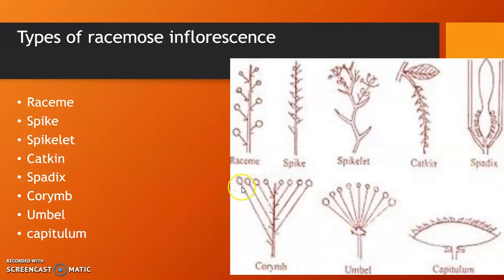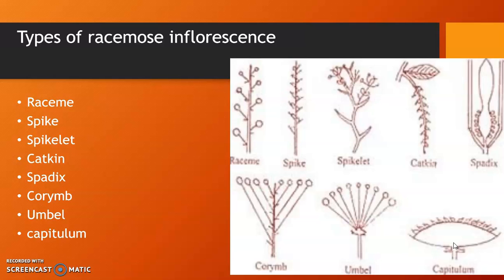So all the flowers will end in the same line. But the younger flowers are at the top. The older flowers will be long and they will meet in the same line. This type of arrangement is known as corymb. And here is umbel. Umbel means it looks like an umbrella. So it is an umbrella-like pattern, with young flowers at the tip and the older flowers at the sides. So that is the umbel type. And the next one is capitulum.